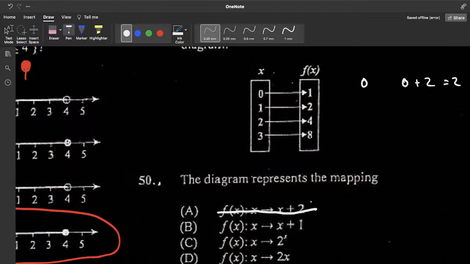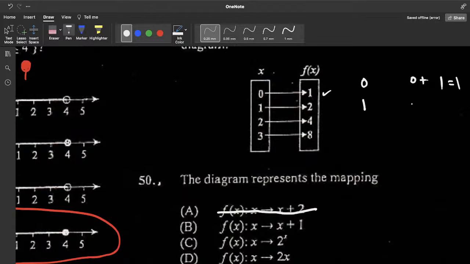Next one now. x plus 1. Let's try with 0 first. So we have 0 here. And we're going to say 0 plus 1 because the value is x plus 1. This is the formula we're looking at now, x plus 1. Now 0 plus 1 is equal to 1. So it works for the first one. That's good. Let's try it for the second one.